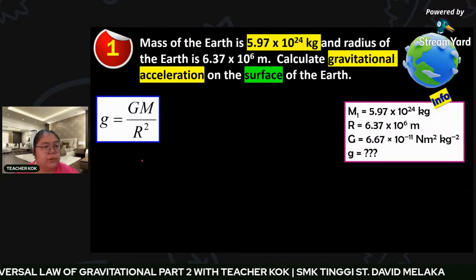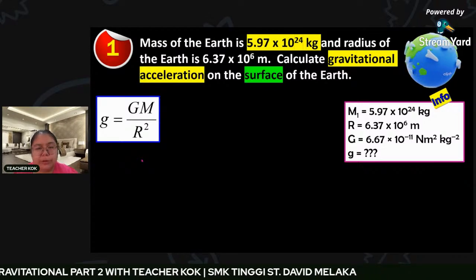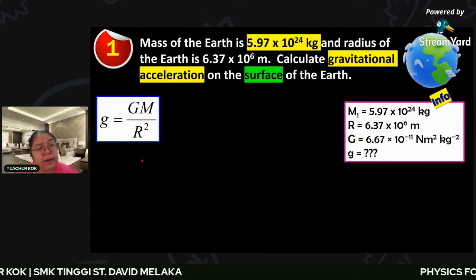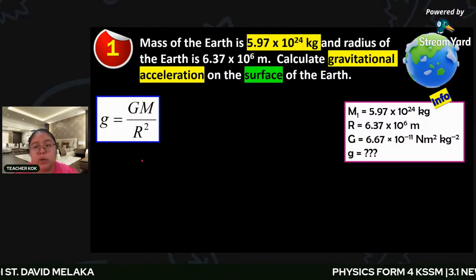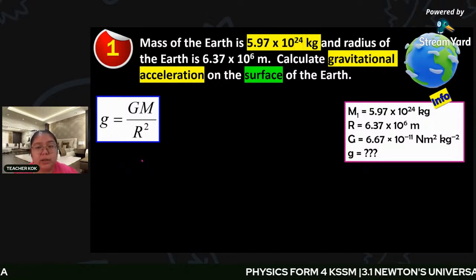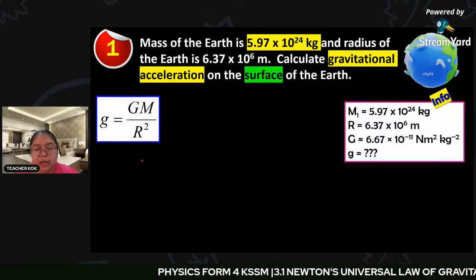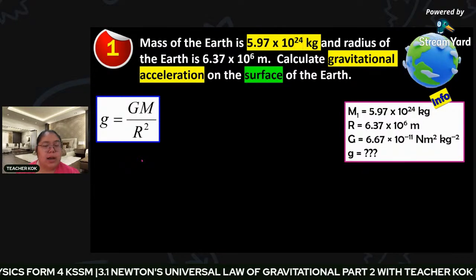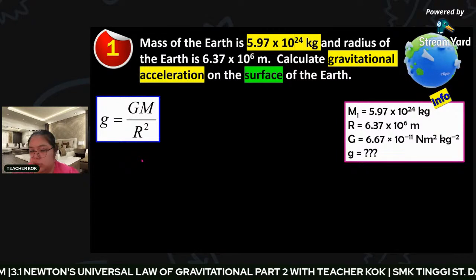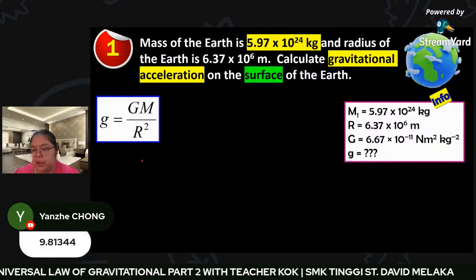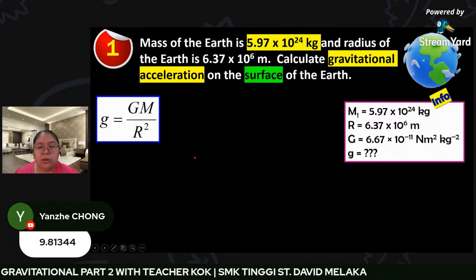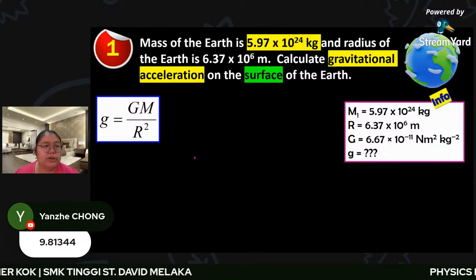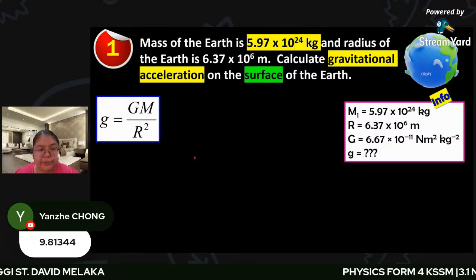What's the answer for g? Remember the gravitational constant, you just press CONST 39, then equal, and that's the value already. So simple, you don't need to type so long. We get the answer from Zhong Yanzi: 9.81344. But you forgot the unit. The unit for gravitational acceleration should be m s^-2.